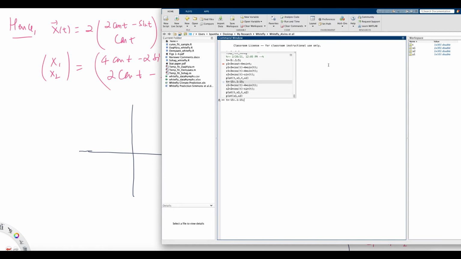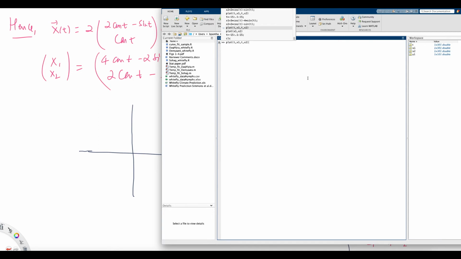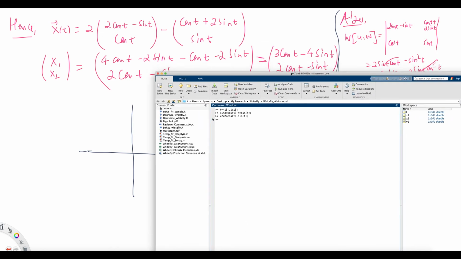So what is t? I'm defining t to be between negative 15 and 15. That means I want to plot between negative 15 and positive 15. So I typed x1 equals 3 cosine t minus 4 sine t. That's what we got for x1, and I am typing x2 as well. So x2 will be 2 cosine t minus sine t. Did you see that? That's what we had for x1 and x2.